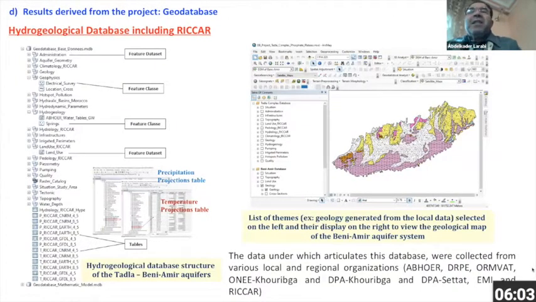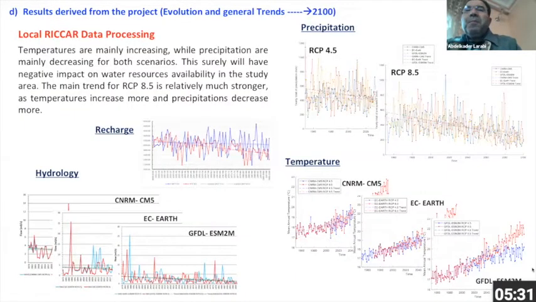To do that, a hydrogeological database was developed. This database includes a lot of data, including the RICARD data for climate change, especially for the future until 2100. As you can see here, there are some tables and also some thematic maps that we could draw from this hydrogeological database.